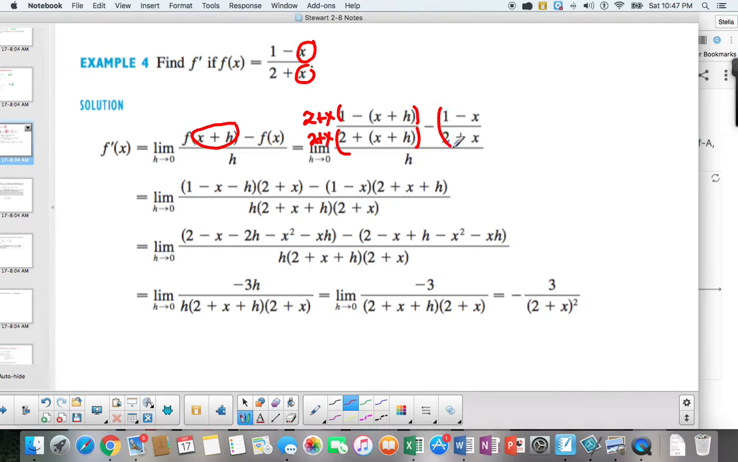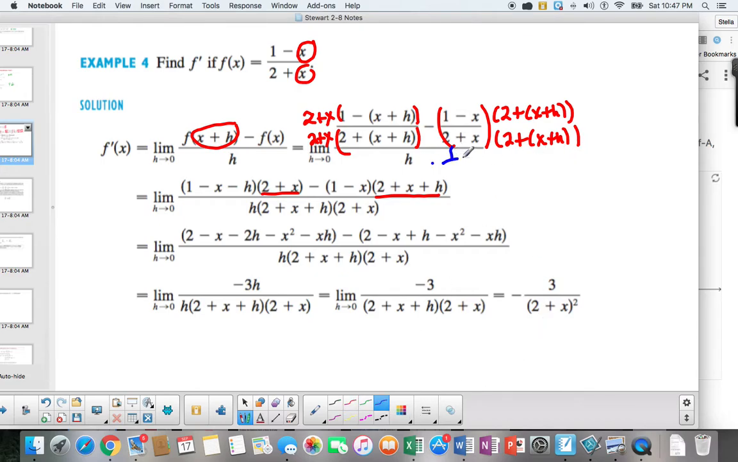And then right here we're going to multiply the numerator and denominator by this denominator, which is 2 plus x plus h, all over 2 plus x plus h. And so that's why you're seeing this right here and this right here. That's these two right here. And then the common denominator is this.